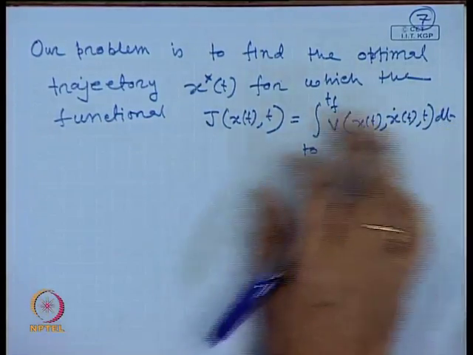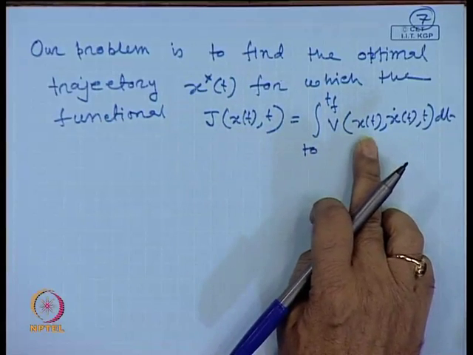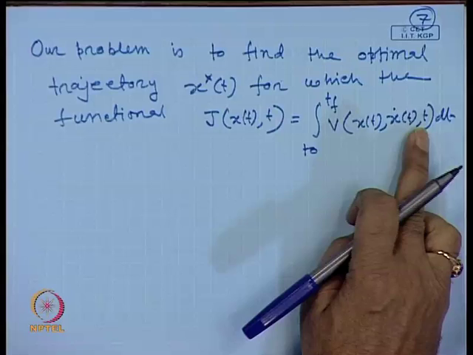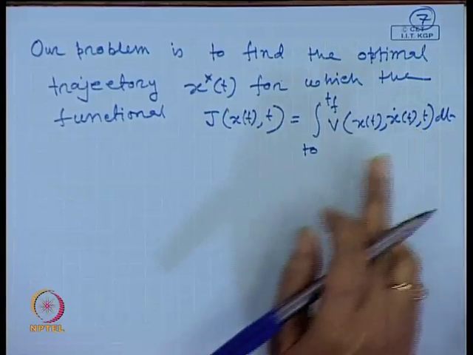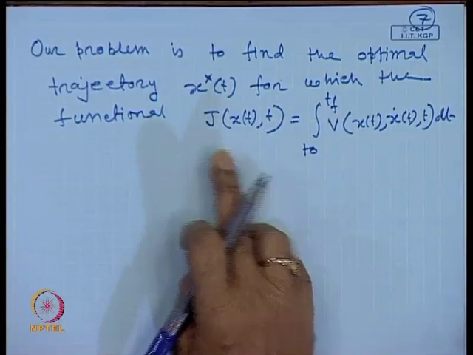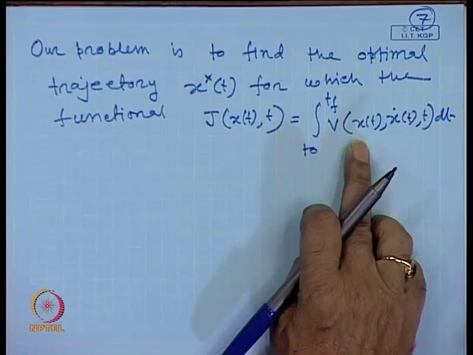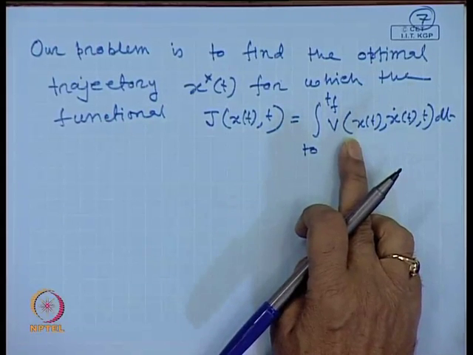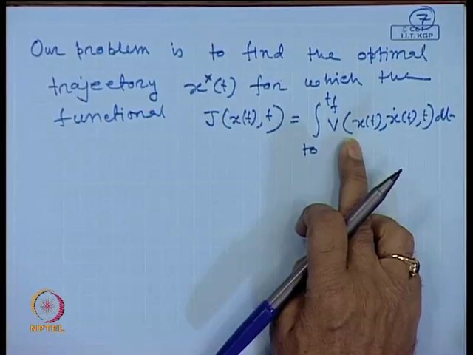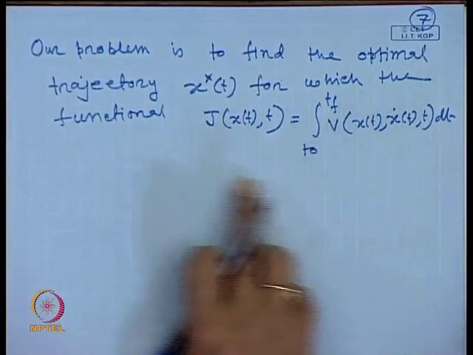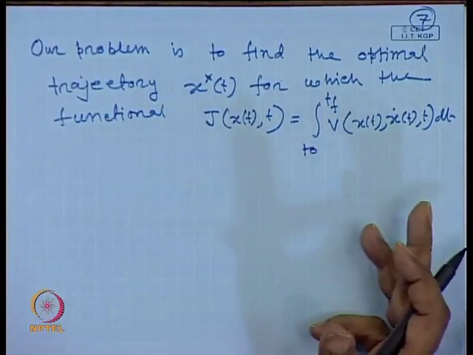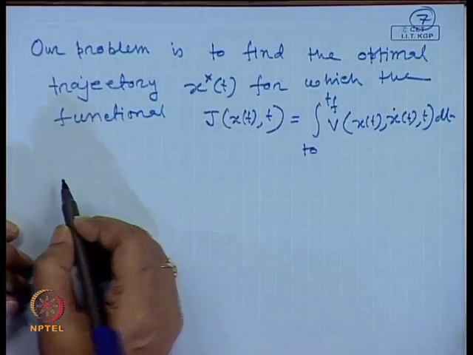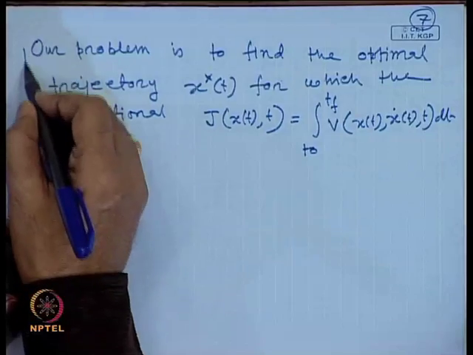Let us call it: we are given the functional, whose integrand is a function of x of t, x dot of t, and t. Okay? So you have to find the optimal trajectory x star, from which you will get x dot star, such that this functional is maximized or minimized, that is, an extremum. Okay? So this is our problem statement.